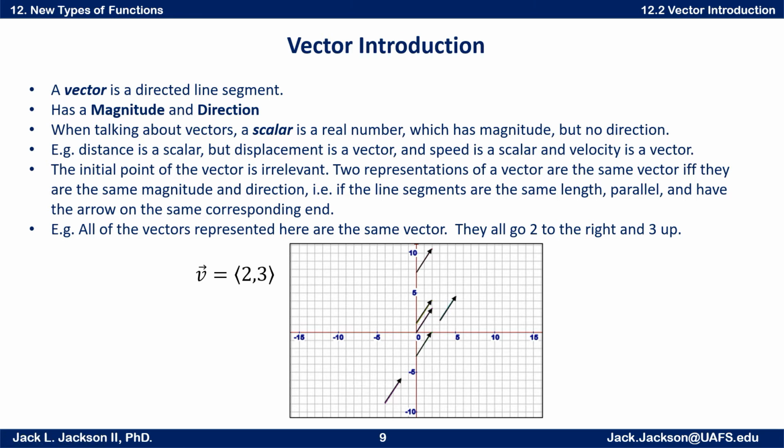Once again, a vector is a directed line segment. It has a magnitude and a direction. When we're talking about vectors, we often talk about scalars, S-C-A-L-A-R. That's a real number which has a magnitude but no direction to it. So distance is a scalar, but displacement is a vector.